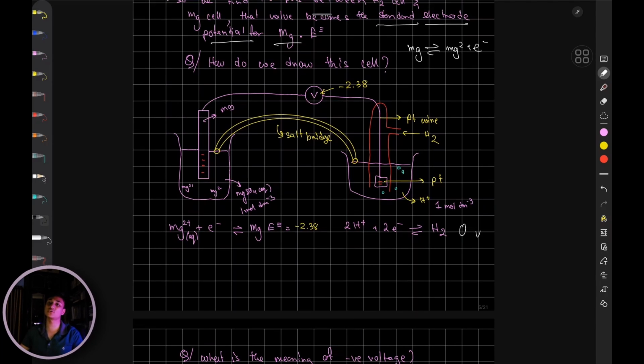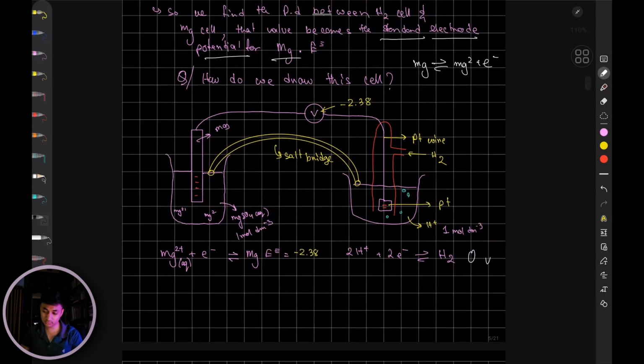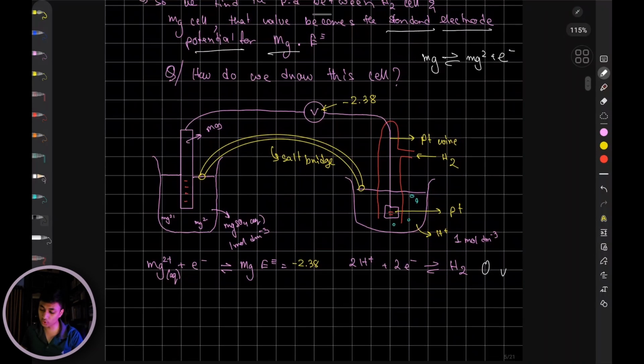So standard electrode potential defines what the electrode potential of any of the metals is in comparison to a standard hydrogen half cell. Now, what does standard hydrogen half cell mean? The meaning behind that is you're going to have 1 mole per dm cube concentration of H plus ions.